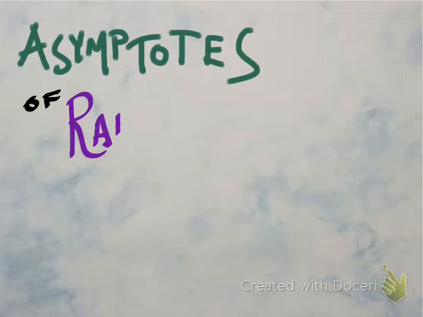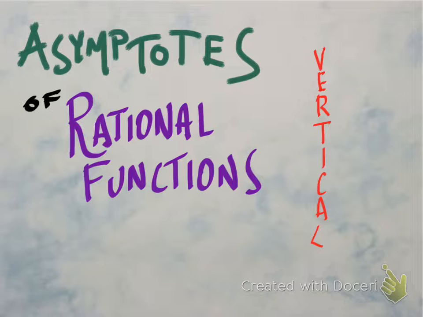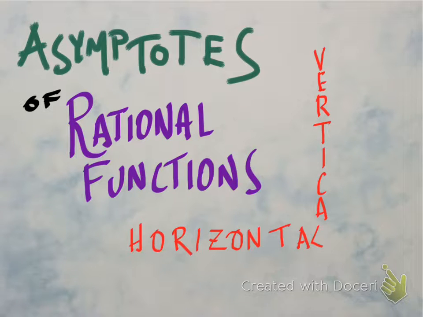Alrighty, here we are for the last topic here. This one is going to be asymptotes of a rational function. We are going to look at three kinds of asymptotes, like we did in class: vertical asymptotes, horizontal asymptotes, and finally oblique asymptotes. So let's get started. We'll take a look at vertical asymptotes first.